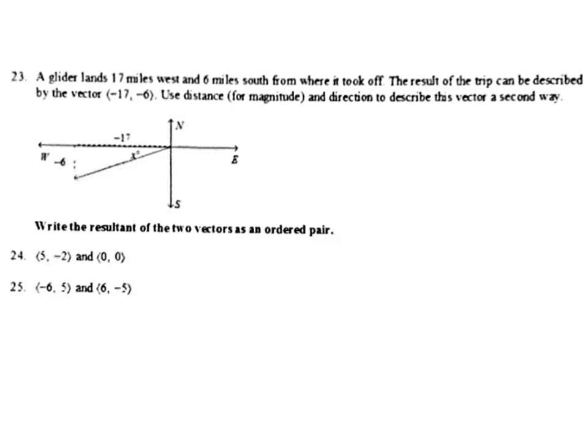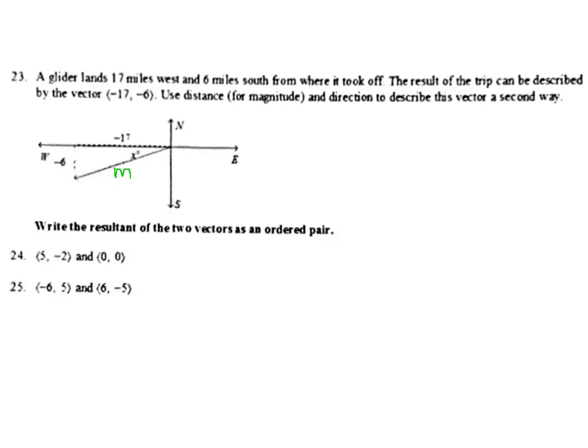All right, for this problem on vectors here, it says a glider lands 17 miles west and 6 miles south from where it took off. The result of the trip can be described by the vector -17, -6. They've drawn me this picture here. They go left 17, down 6, and they create this vector. Use the distance for magnitude, so I need to find this length here, and direction to describe this vector a second way. So I need to find two things. I need to find this angle x, which they've labeled for me, and I also need to find this side here. We're going to call it m for magnitude.